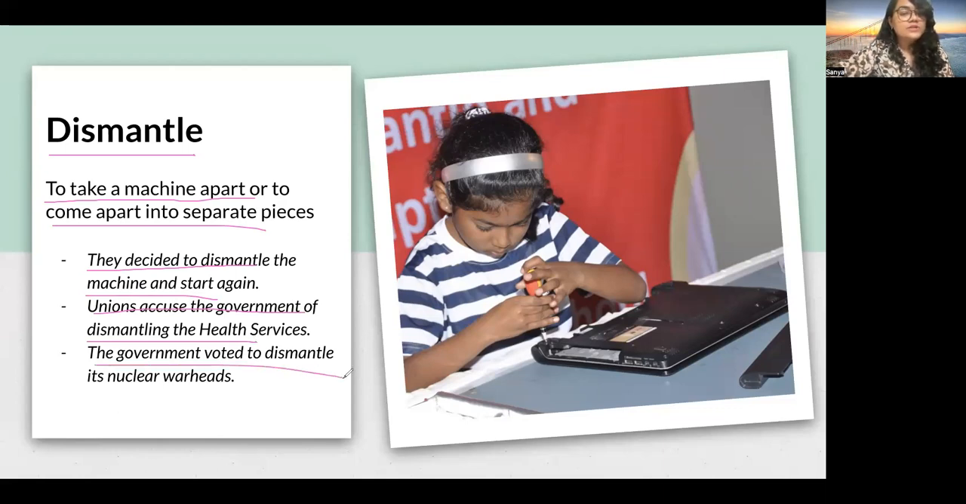The government voted to dismantle its nuclear warheads. That means the government voted that they would now separate their nuclear warheads. So dismantling is intentionally bringing something apart, right? When something comes apart intentionally, when someone does it intentionally, there you say dismantle. But disintegrate is something comes apart all by itself, right? Because of an accident. So dismantle, to take a machine apart or to come apart into separate pieces, but intentional, right?